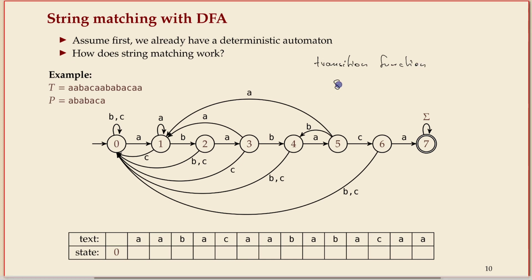And I'll always use delta for that. That's a function that maps from the states. So Q is the set of states. Sigma is the alphabet that we use. It maps from a pair of states and the next character that we read to a new state. So for example, here, the edge I just showed you, when we are in state 5 and we read an A, we go to state 1.